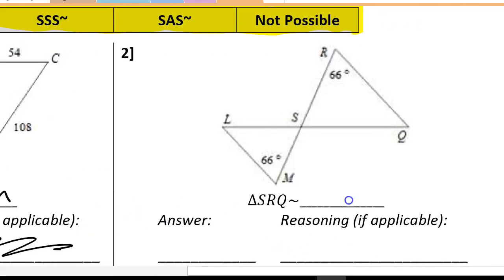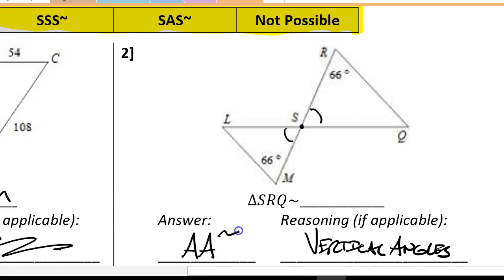Number 2, right off the bat, we see that we're given an angle measure, and that's about it. However, we should note that these triangles are sharing a vertex. That lets me know that these angles are in fact vertical angles. Now that I have 2 angles, they are congruent. That lets me know that this is similarity, and that triangle SRQ is similar to triangle SMN. SRQ, SMN, angle, angle, similarity.